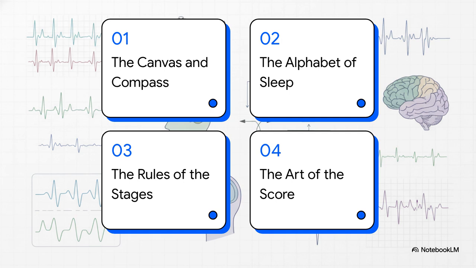So, here's our game plan. First, we'll cover our canvas and compass, basically the tools and setup you need to have right. Then, we'll learn the alphabet of sleep, the actual brain waves. After that, we'll get into the rules of the stages to see how those letters form words. And finally, we'll talk about the art of the score, which is where it all really comes together.